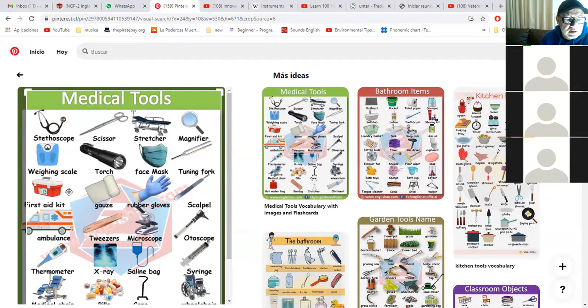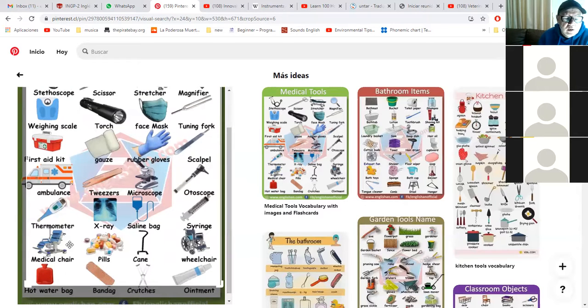First aid kit. Gauze. Rubber gloves. Scalpel. Ambulance. Tweezers. Microscope. Otoscope. Thermometer.